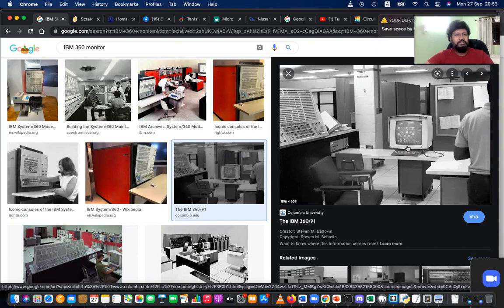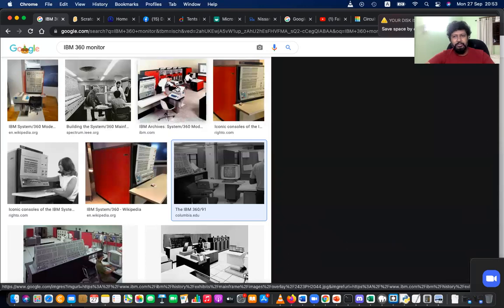I think they were using printers mainly. Keyboard with the printer.